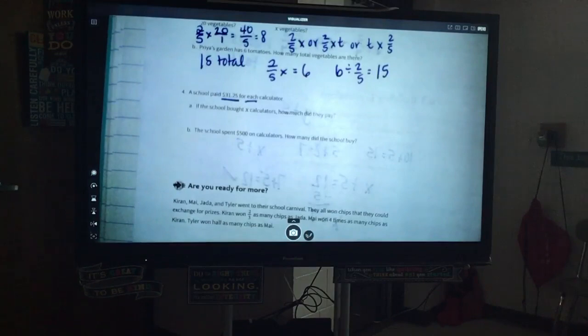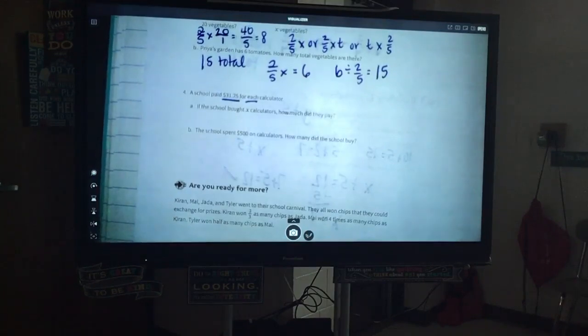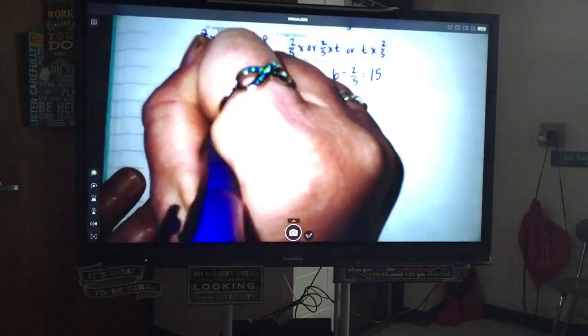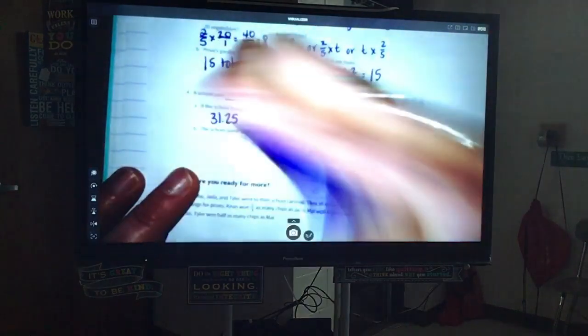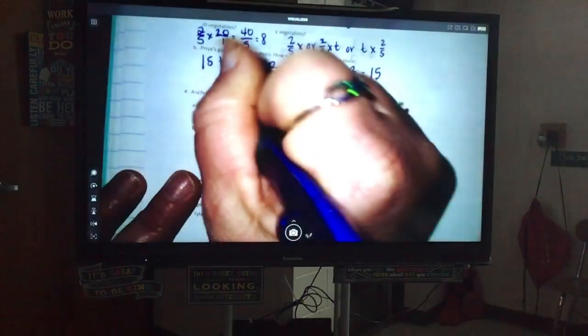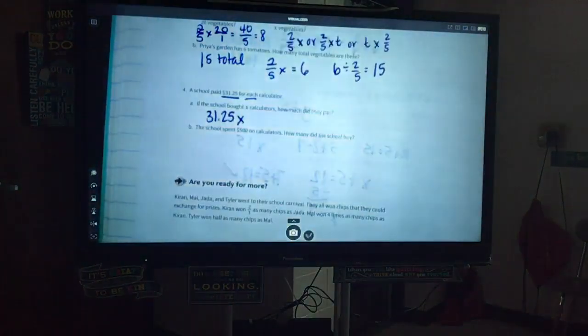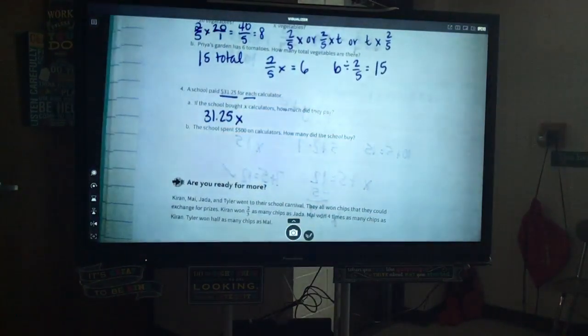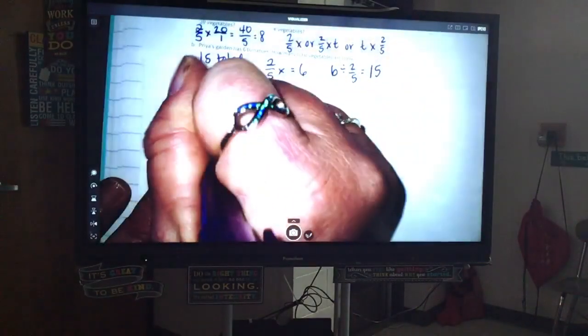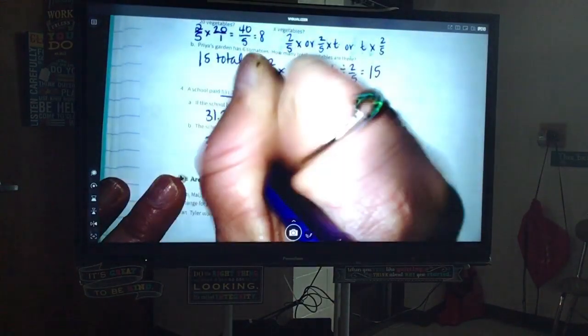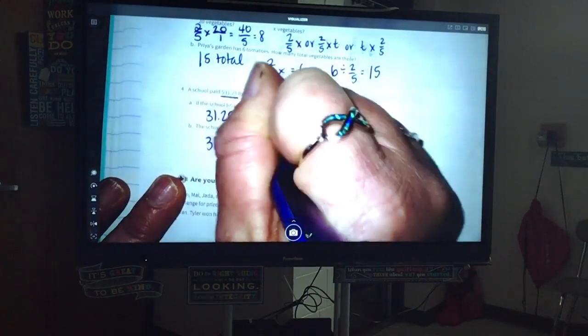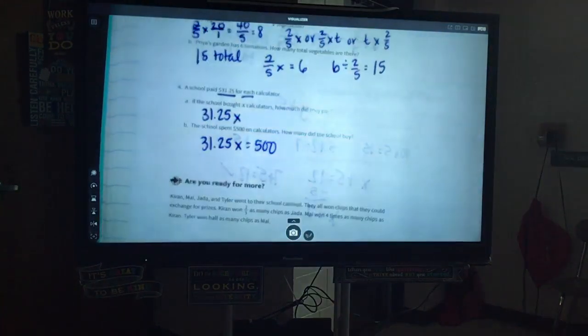What does your expression look like? Emma? 31.25 times X. Okay? So the school spent $500 on calculators. How many did the school buy? All right, so if we have $31.25 X equals 500, what do we have to do here to solve this problem?